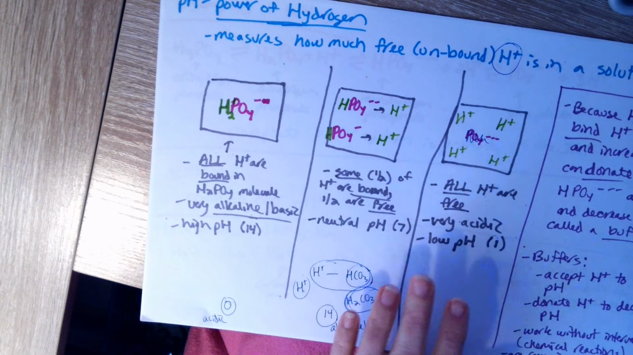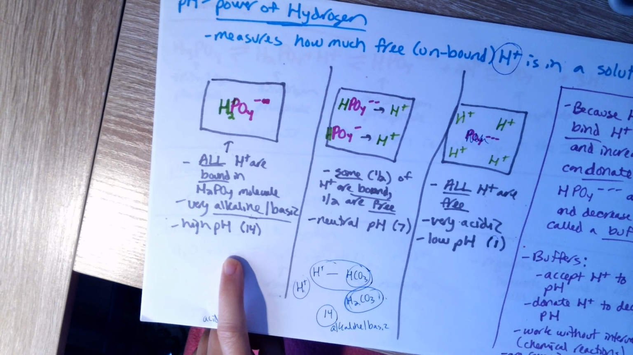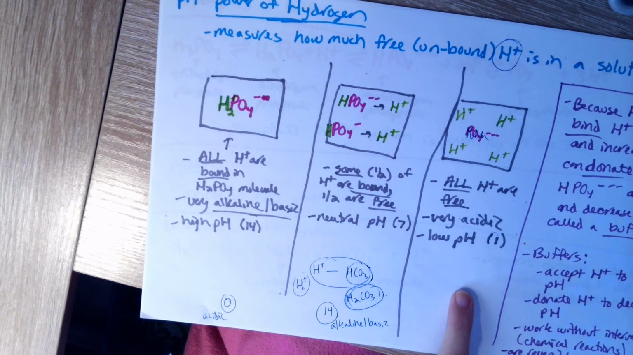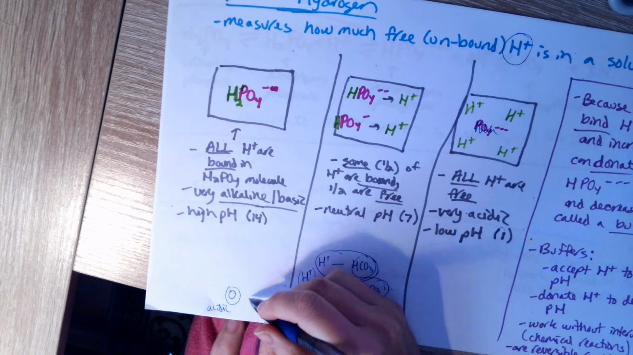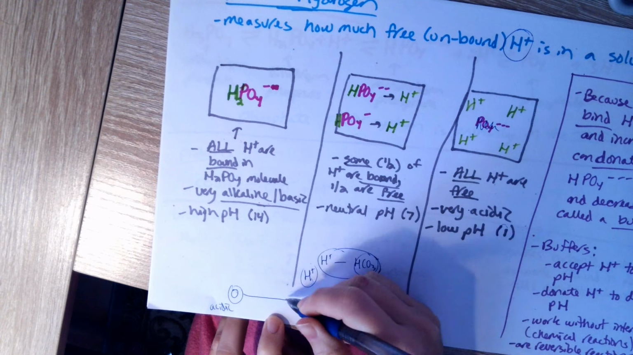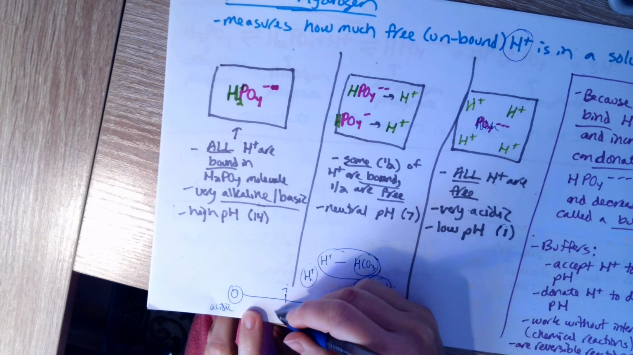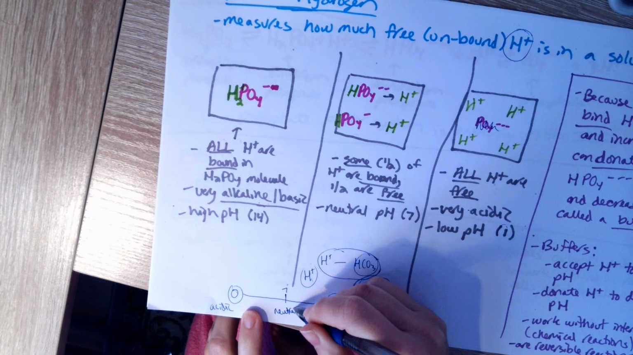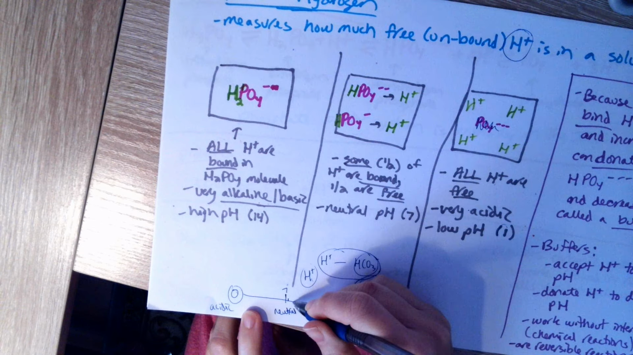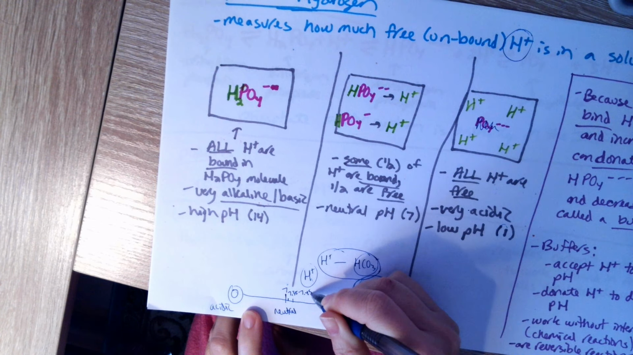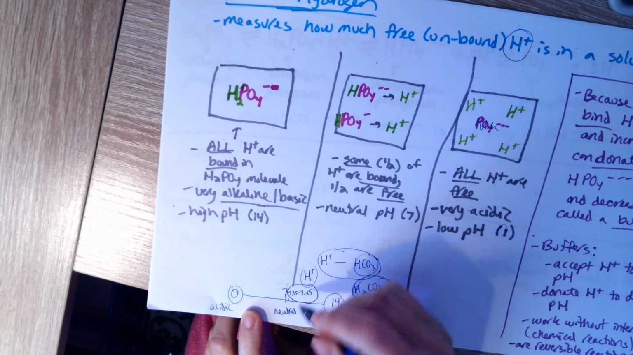So we don't want to be down here. We don't want to be too alkaline. We don't want to be too acidic. What we want is to be somewhere in the middle. 7 is neutral. We want to be just a little bit above 7. So about 7.35 to 7.45 is where we want to be.